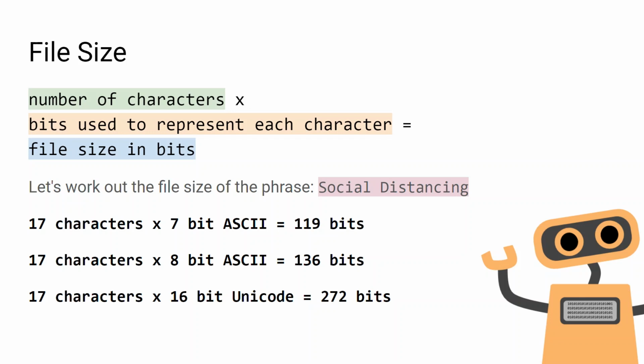But that is if we're using 7-bit ASCII. If we're using extended ASCII to encode that phrase, then each character is 8 bits. 17 times 8 would give you 136. Let's say we're now using Unicode to represent this phrase. Each character is going to be a 16-bit Unicode number, so 17 characters times 16 bits, which gives you a file size of 272.